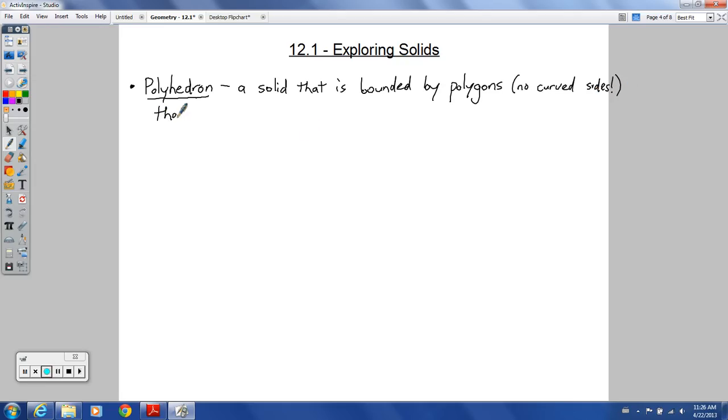And they enclose a single region of space. So you don't have these 2 separate entities. They're enclosing this single region of space.